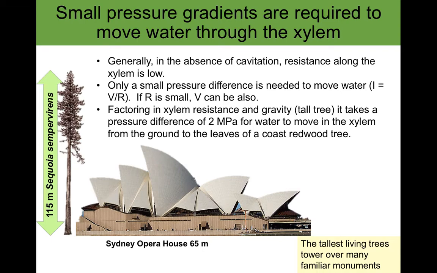So scientists have gone and calculated how large of a pressure difference would be required to move water through the xylem from even the tallest trees, so the coastal redwoods, which can be over 100 meters tall, almost 120 meters tall. They have to factor in gravity potential because of the height difference of these trees, but even when you factor that in, you only need a pressure difference of about 2 megapascals from the top of the tree to the bottom of the tree. So it really doesn't require all that much of a difference in pressure.